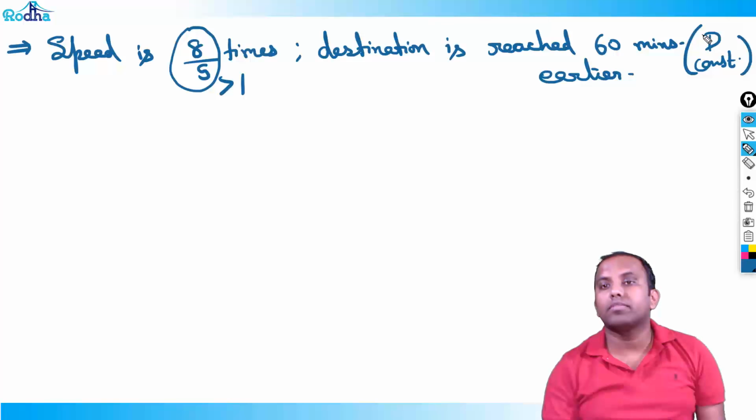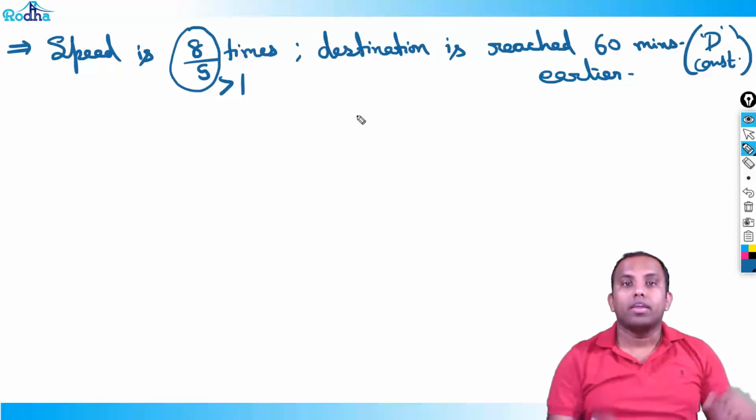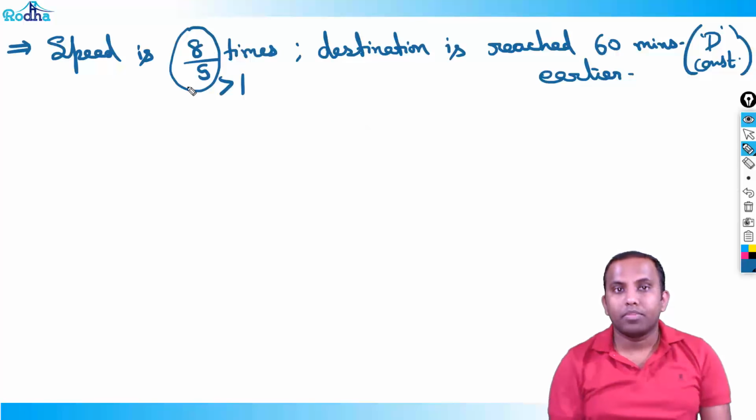Distance is constant, obviously. So 8 by 5 times means it is greater than 1, that means increase. So what is the increase in speed? I can directly write, so speed has become 8 by 5 times. There are two interpretations here. First, I can write, speed has become 8 by 5 times.